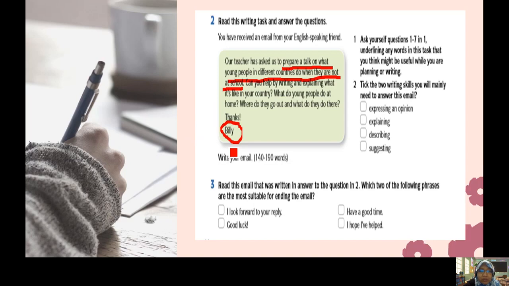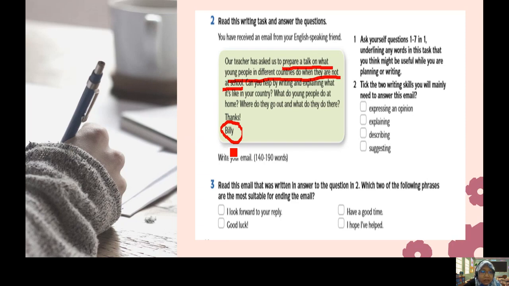What points do you have to include? What point? Ada banyak kat situ. First one, what do young people do at home? Good. Number 2, where do they go out? And last one, what do they do there? So there are three things that you have to brainstorm about the answers before you proceed to answer the email.